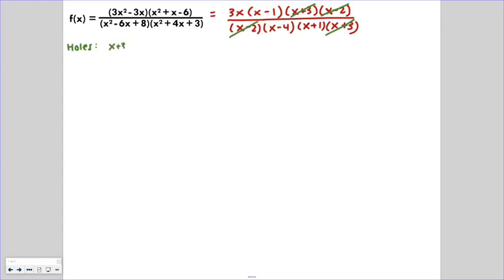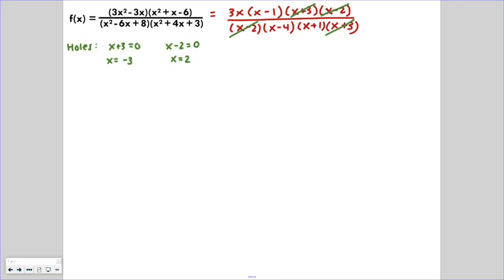So the first factor was x plus 3. The second is x minus 2. I'm going to set both of these equal to 0 and solve for x. So in this case, we have a hole when x is negative 3, and we also have a hole when x is positive 2. Now, holes are points on our graph where our function is undefined, but they're points. They're not asymptotes. So it's just a single point on our graph where our function is undefined.